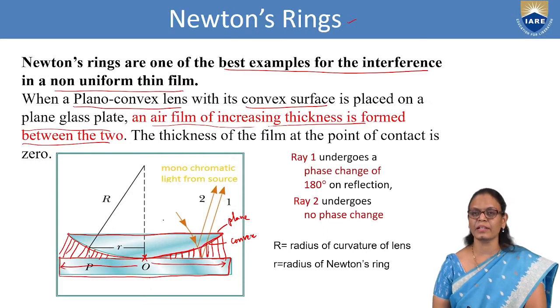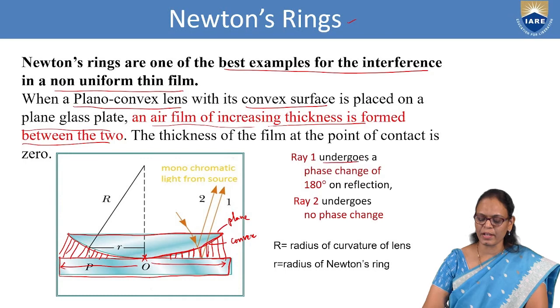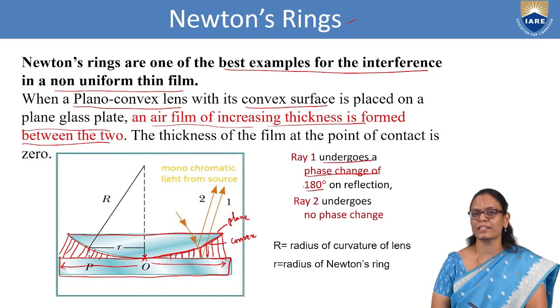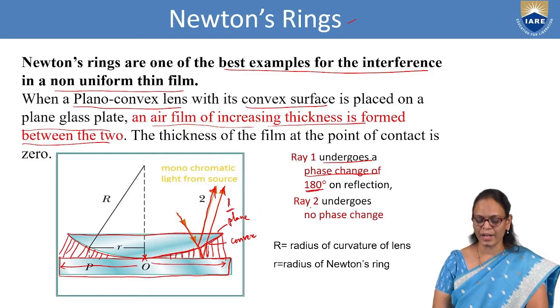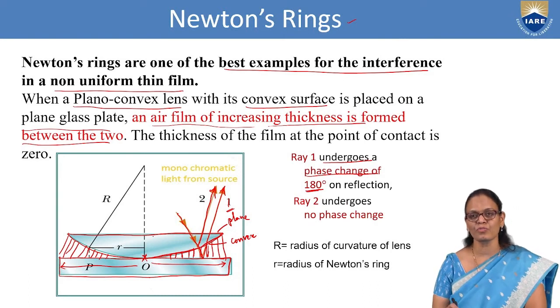So what we understand here is ray 1 undergoes a phase change of 180 degree on reflection. Now here, if you see a ray of light that is incident here, this is one reflected ray and the other transmitted ray which is going inside the air film, getting reflected back and emerging out. This is one. So this one is undergoing a phase change of 180 degree. And ray 2 undergoes no phase change. This one does not undergo any phase change.